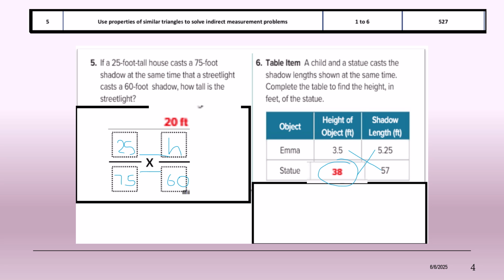Going to the next example. If it's a word problem, remember, it is important to highlight the important information which is given. They tell us a 25-foot tall house. So there's my 25, and it casts a shadow of 75 foot. So there is my 75. Then I go on. It says at the same time a street light casts a 60-foot shadow. So the shadow is at the bottom and the height is unknown. So my height is unknown.